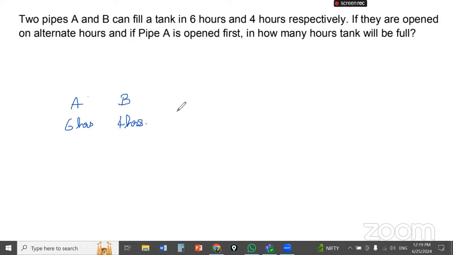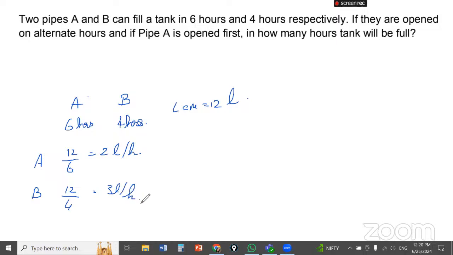So the LCM of 6 and 4 is 12. So the tank capacity is 12 liters. So A alone can fill 12 upon 6, that's equal to 2 liters in an hour. And B alone can fill 12 upon 4, that's 3 liters per hour. So this is how they can do. A 2, B 3, 2, 3 alternately they'll be doing. So for every 2 hours, they'll be filling 5 liters of the tank. And in 4 hours, they'll be filling 10 liters.